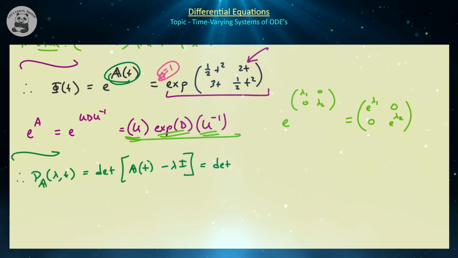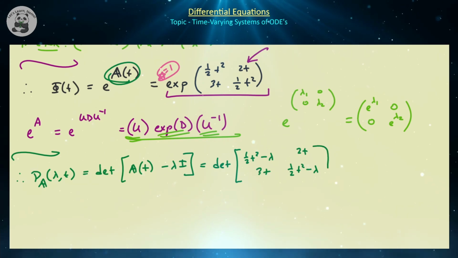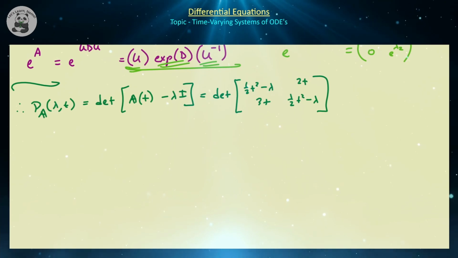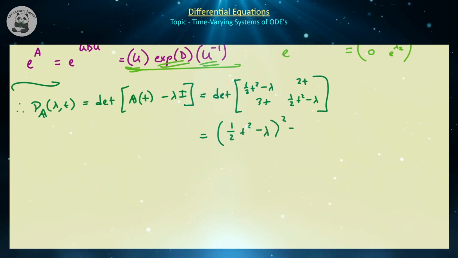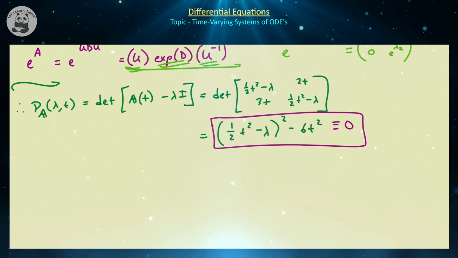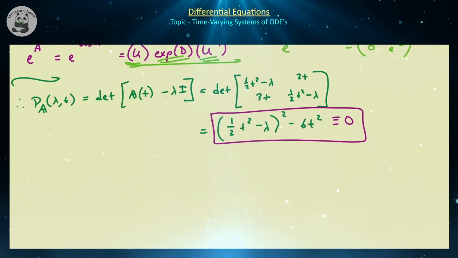So that's going to be equal to the determinant of the matrix 1/2 t squared minus lambda, 1/2 t squared minus lambda, 2t, 3t. And this is pretty nice because we are working with a symmetric matrix, so the eigenvalues and eigenvectors are actually not super difficult to find. So that's just going to be equal to (1/2 t squared minus lambda) squared minus 6t squared. And we're just going to be setting this equal to 0 to find our time-varying eigenvalues. So that's a nice quadratic equation.